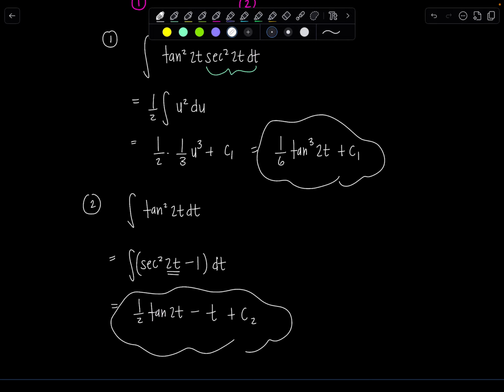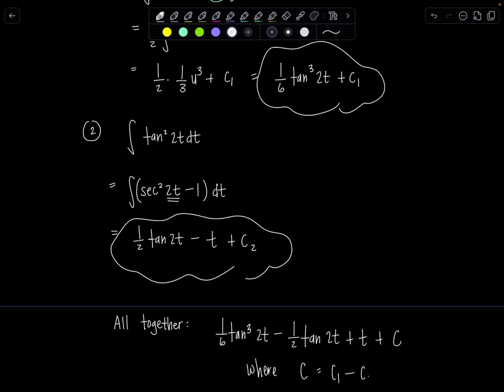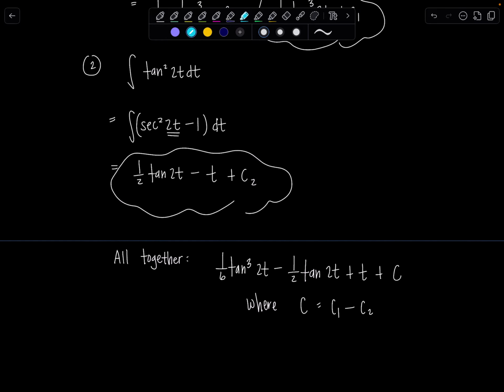Boom. Okay, then all together, remember we had the first integral minus the second one. So just be careful with that. It'll be 1/6 tangent cubed 2t minus 1/2 tan 2t plus t plus c. And then you have to tell the people where c is. It's actually c1 minus c2, yes? And that's our final answer. Allow me to box it, and we are done, okay?